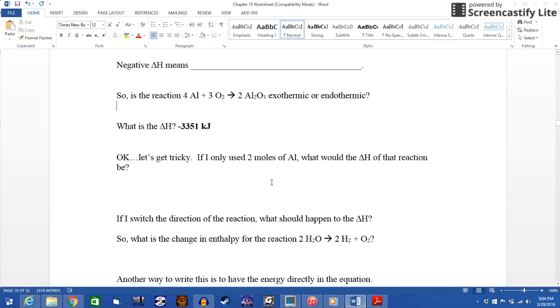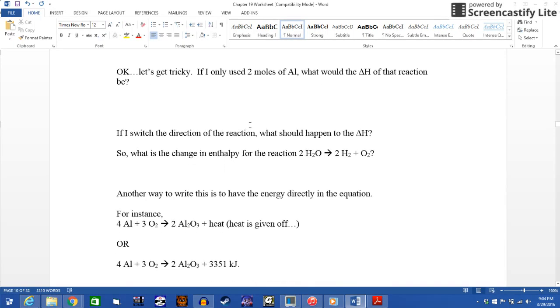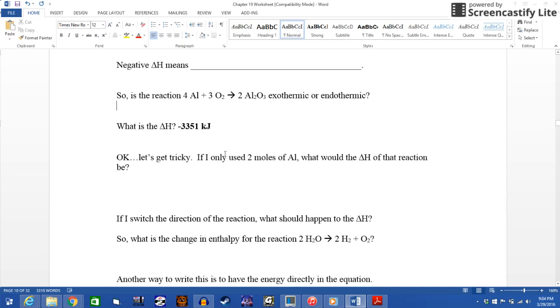Not a tough question, but it's important to be able to recognize what happens if the moles are different than what's in the equation. What happens if I switch the direction of the reaction? Instead of 4 aluminums and 3 oxygens going to 2 aluminum oxides, what happens if, I know it's not on your notes, you can write it down, what would it be if we did this?